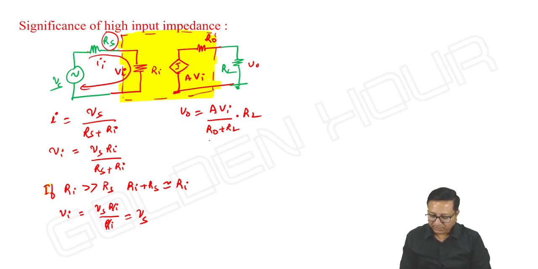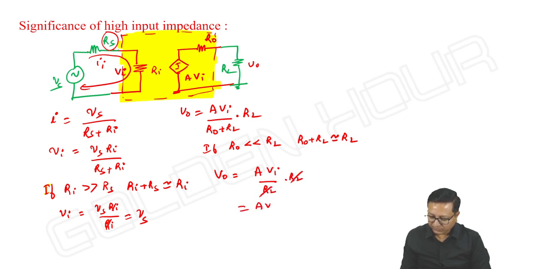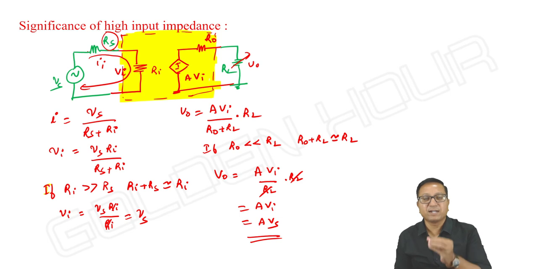Similarly, coming to the output side, suppose my amplifier's output resistance is very much less compared to RL, then Ro plus RL is approximately equal to RL. So that V output is equal to A into Vi by RL multiplied with RL. RL cancels. It is A into Vi, which is equal to A into Vs. Means my output has become independent of RL. So I have designed the amplifier and I gave it to you.